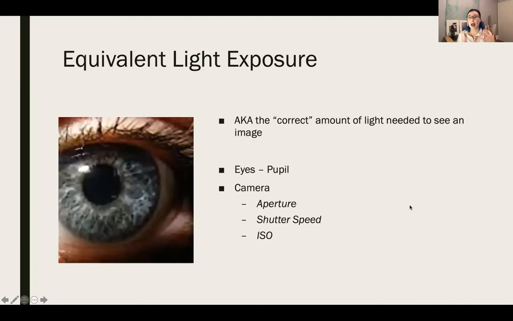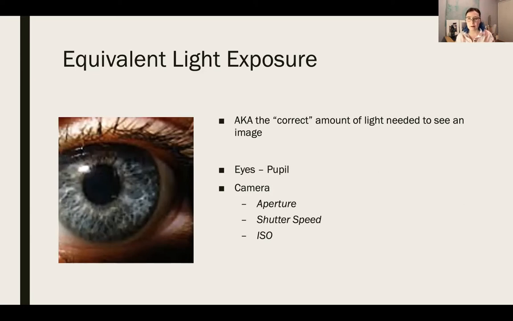Okay, and in talking about exposure, I mentioned this math equation, and it actually has a name and a formula. If you are really good at math, I can give you the formula, but you're not going to be tested on it. You don't have to know that. But there is actually a formula that you can calculate your own exposure through your camera. It is called the equivalent light exposure.